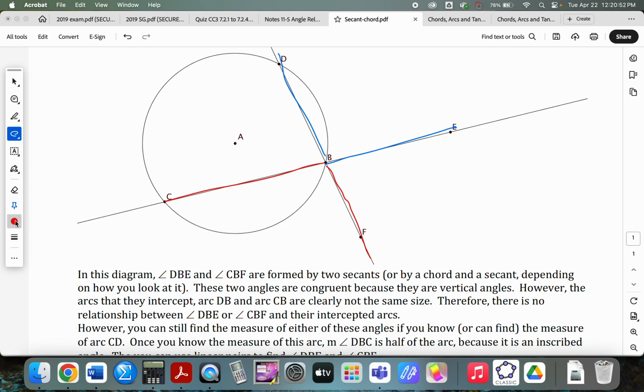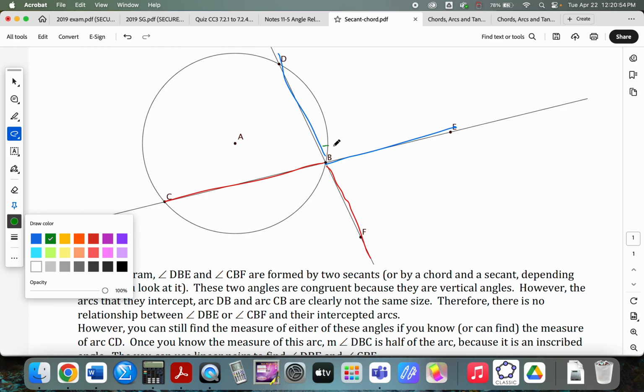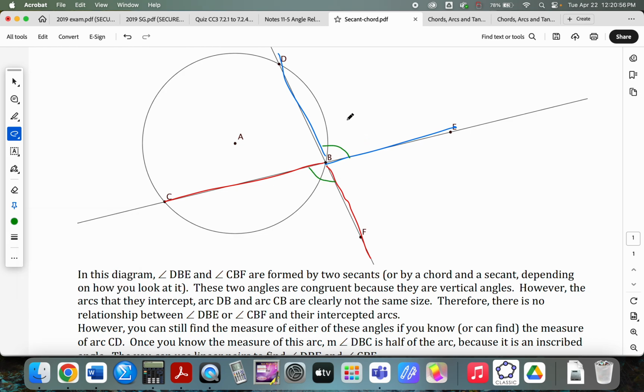Now, if those two are congruent to each other, and now if we look at the arcs, arc DB is in the interior of angle DBE, and arc CB is in the interior of angle CBF. Are those two arcs the same size? No. Not even close. So there's no way that this angle is half the measure of this arc. It will not work.